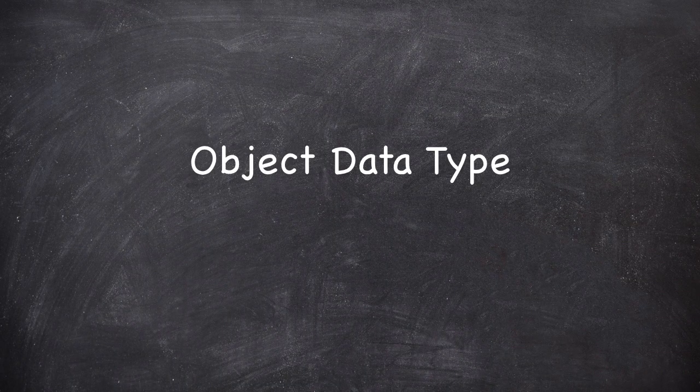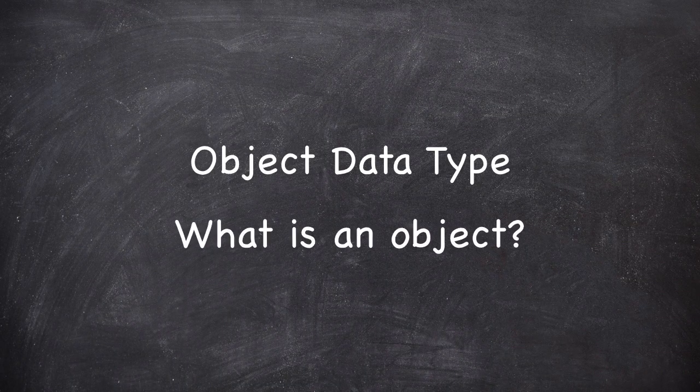It's the object data type. All right, so what's an object? All right, this is where confusion comes in. What is an object? It's part of object-oriented programming. So let's start with this.